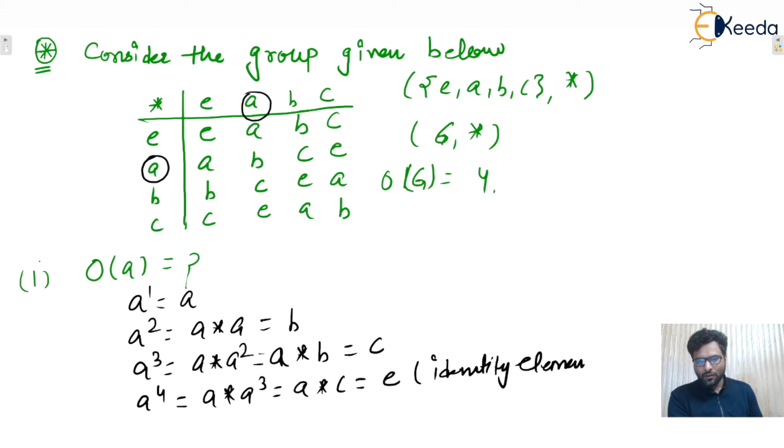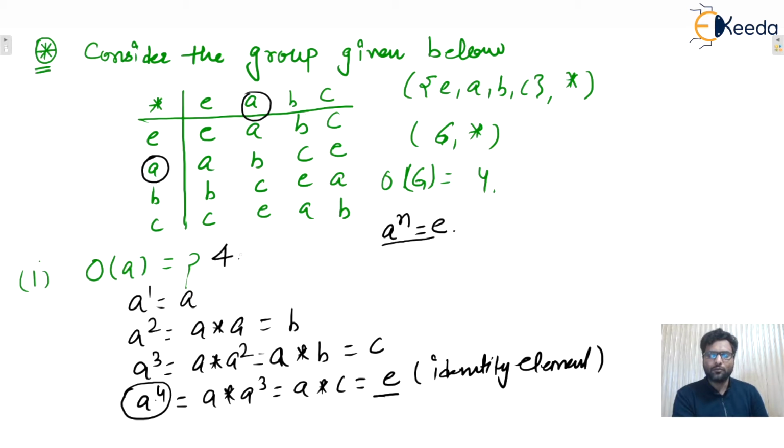Yes or no? So remember, I told you that n is the order of an element A such that A raised to power n is E. So here we can say that A raised to power 4 is the identity element E. So we can say that the order of A will be 4. I hope this one is clear to everyone.